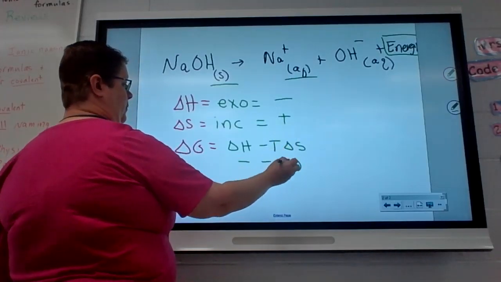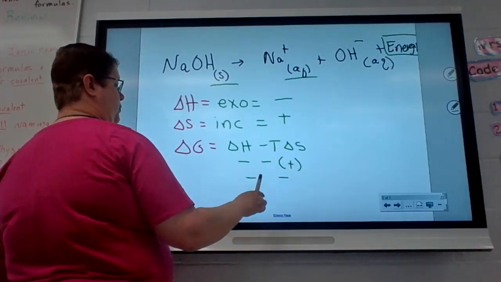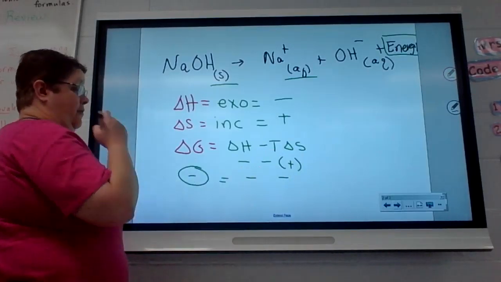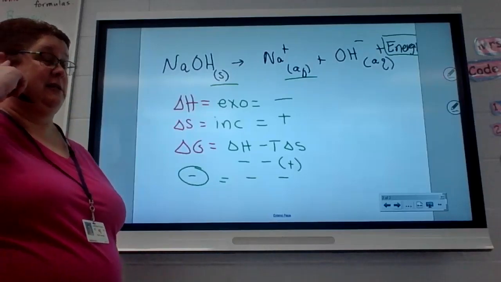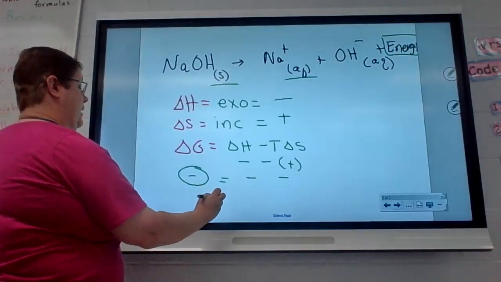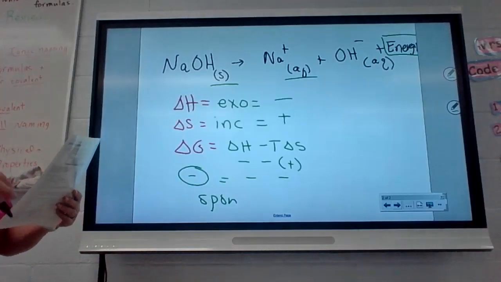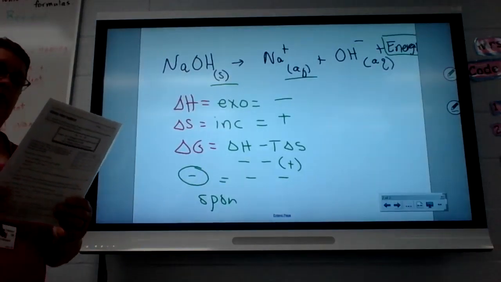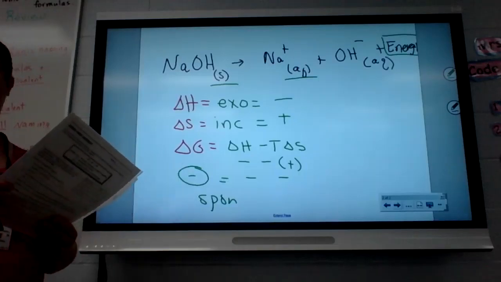What happens when these multiply? Negative. So what happens when we add two negatives? You get a negative. So if it's negative, are we spontaneous or non-spontaneous? We're spontaneous. All right, so the question said, will the reaction always or never or sometimes be spontaneous if we get a negative?